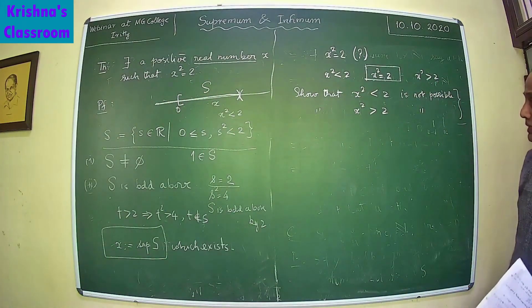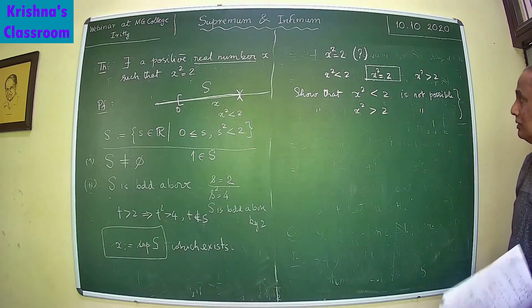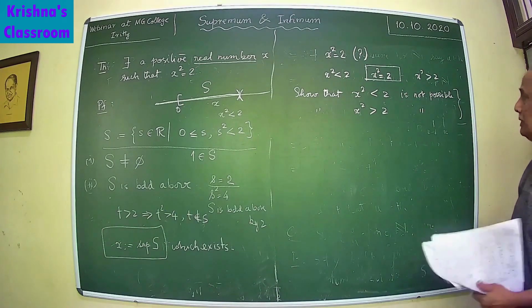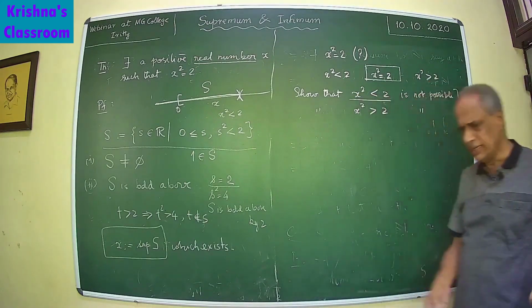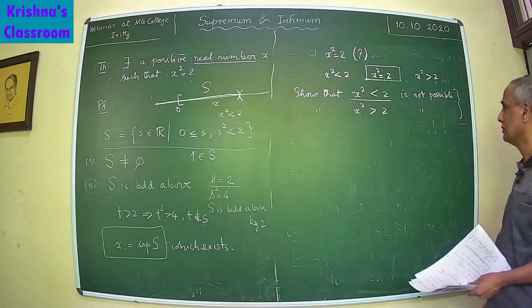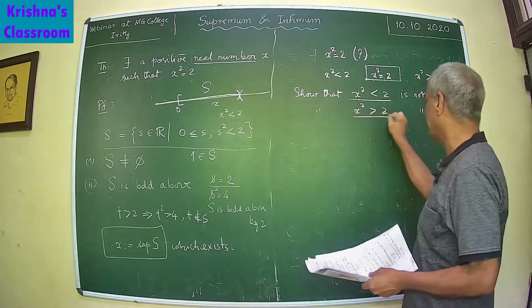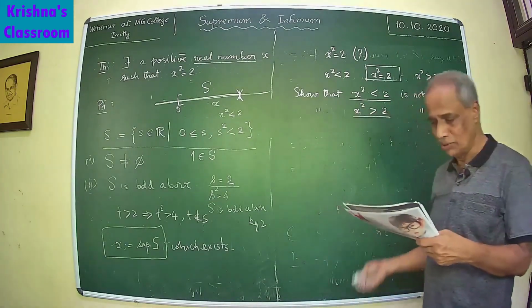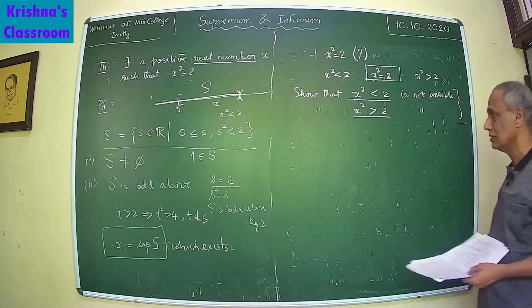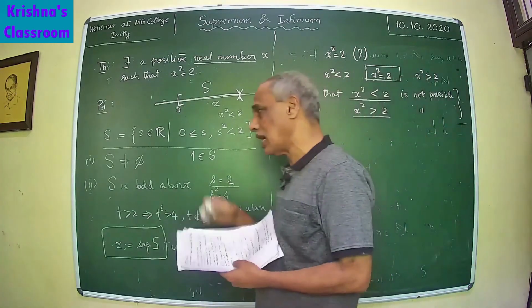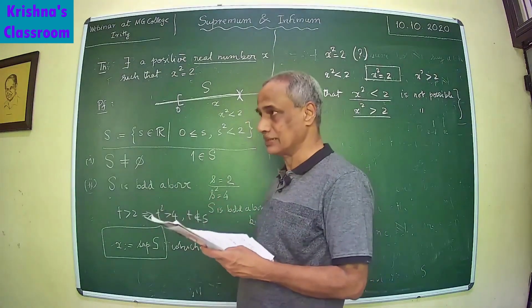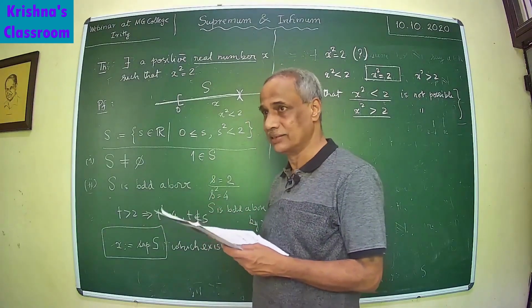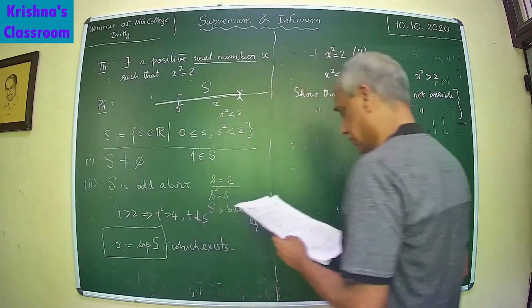So you see the 2 possibilities. If x square is less than 2, it leads to some contradiction. So also if x square is greater than 2, it leads to some contradiction. This is how you prove it. So let me just outline one of the cases and then leave the other for me.